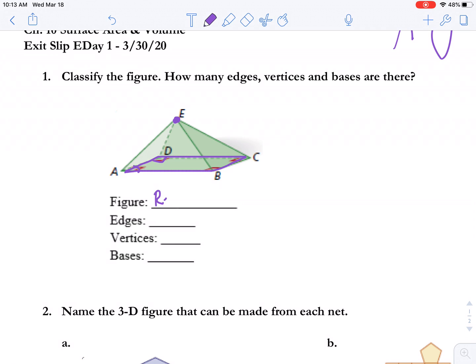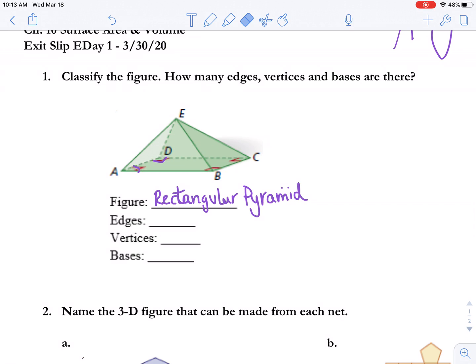that it's a rectangular pyramid. So again, one base, and that base is a rectangle, so it's a rectangular pyramid, if I can spell. Okay, how many edges?